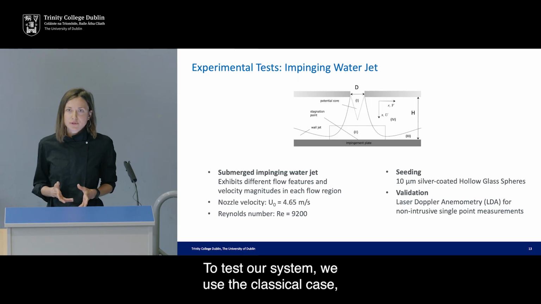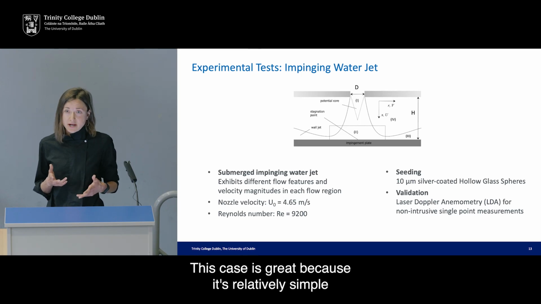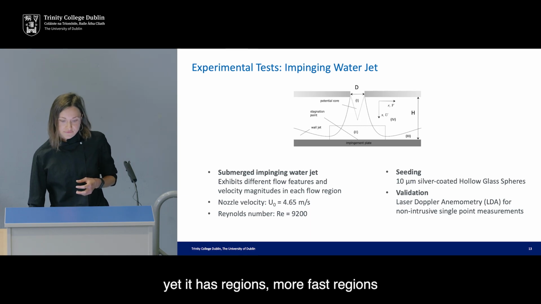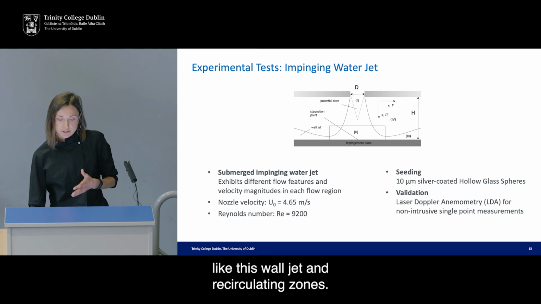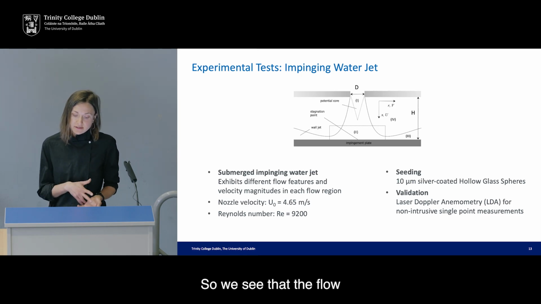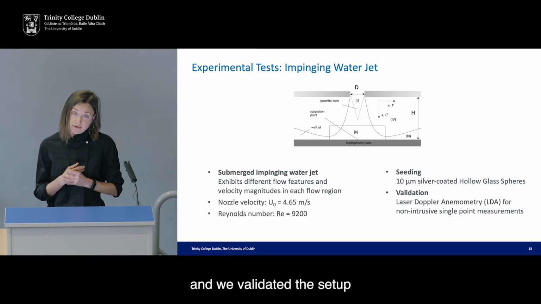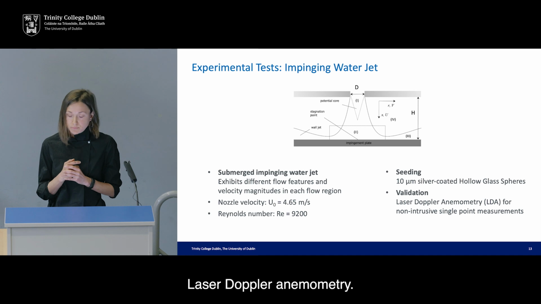To test our system, we used the classical case, which is a submerged water jet heating a flat plate. This case is great because it's relatively simple, yet it has both fast regions, like the high-speed core, and slow flow regions, like the wall jet and recirculating zones. So we seeded the flow with 10 micrometer glass sphere particles, and we validated the setup using a standard technique called laser Doppler anemometry.